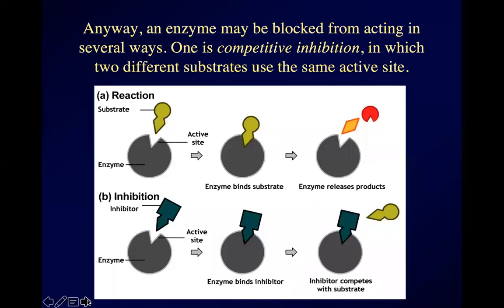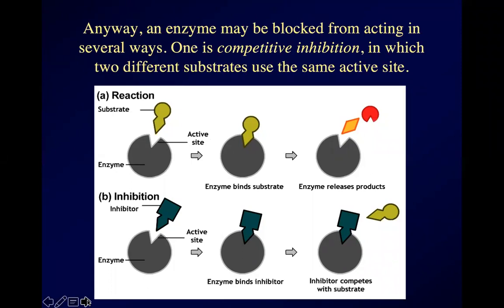Now, we talked about how enzymes act, how you have a substrate that fits into the active site. You can block enzymes from acting in several ways, and this is often important because you can't have enzymes just running around like rabid Pac-Man. There have to be ways you can control what they're doing. One way you can do this is competitive inhibition. Two different substrates will use the same active site if you do that.